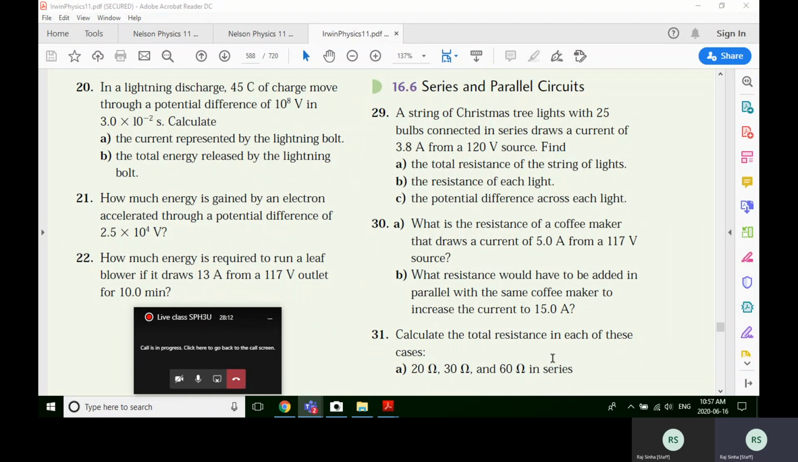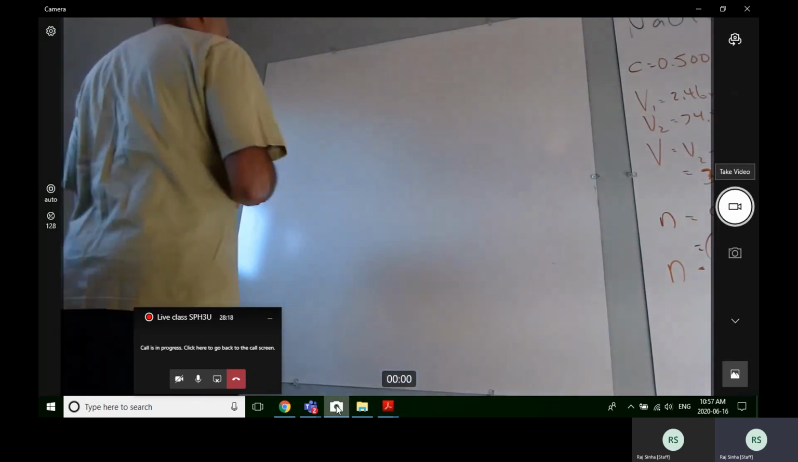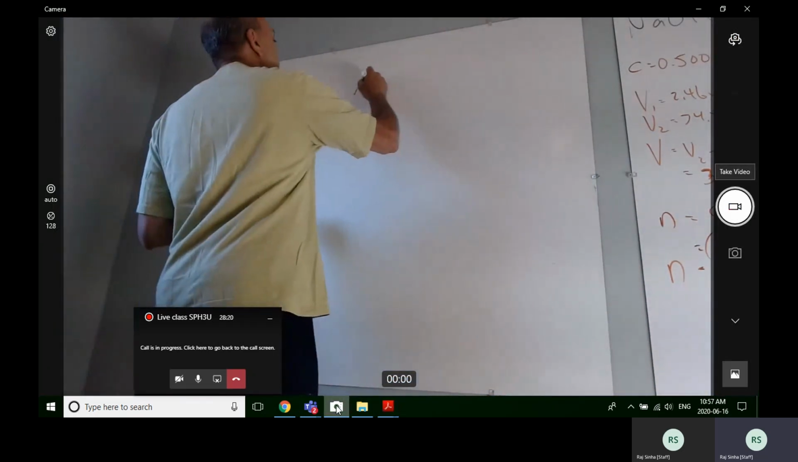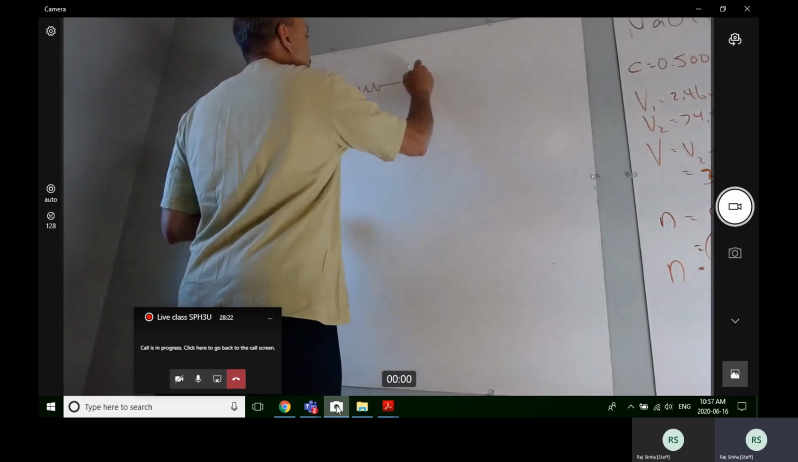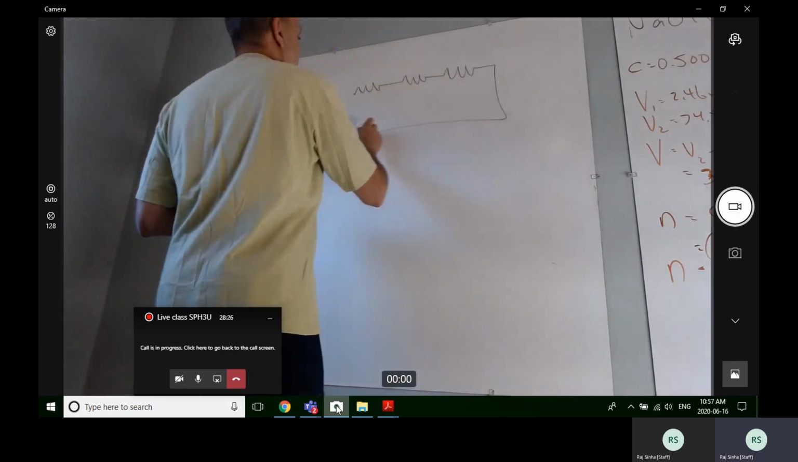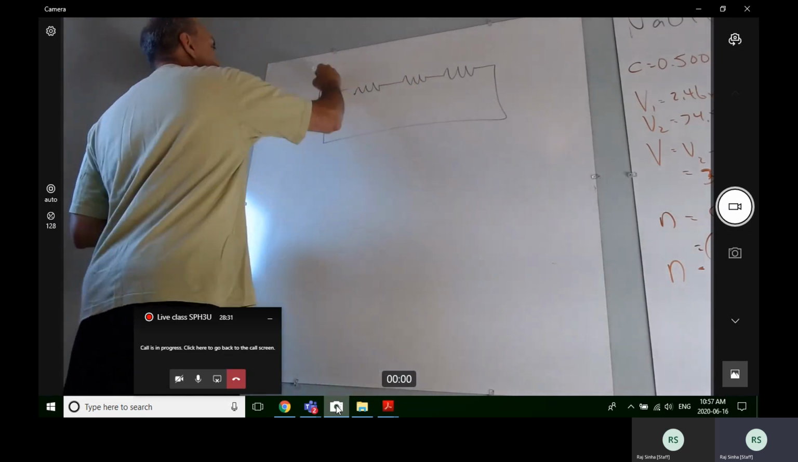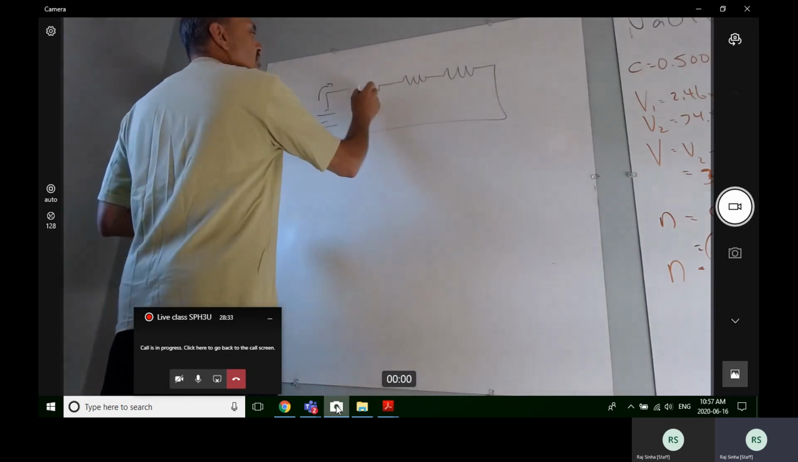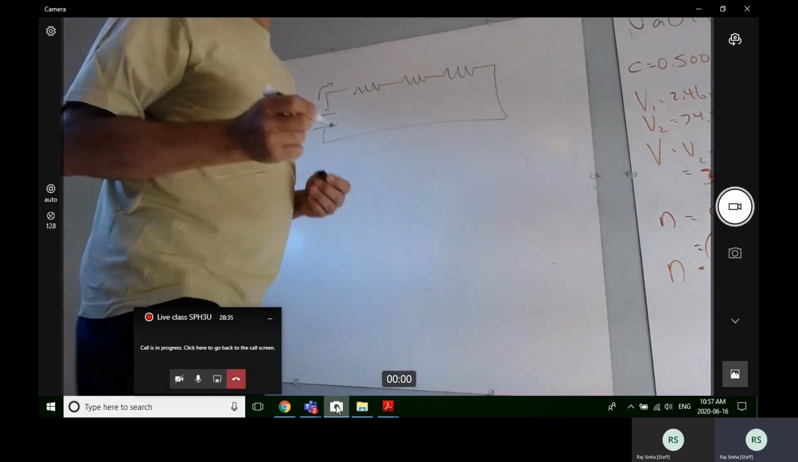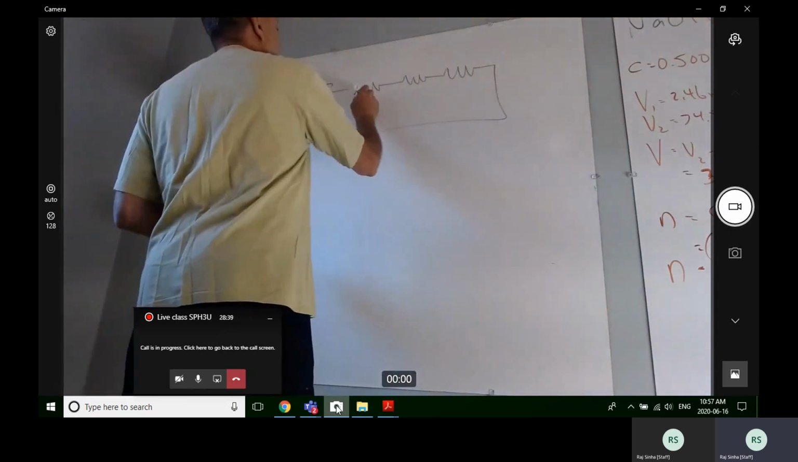And again, you know that as electrons leave the source, if they have three resistors to go through, it's going to be hard to get through the first one. So here's R1, R2, R3. And as the electrons come through the circuit, they're going to have some resistance here, which was 20, then 30, then 60.